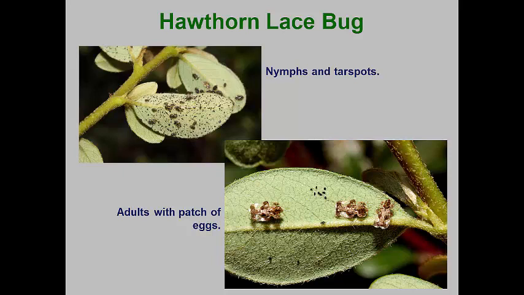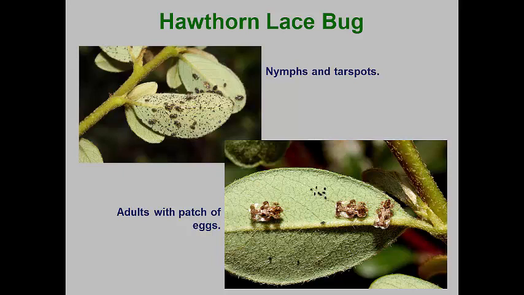The nymphs are usually oval in shape and have distinctive spines that arise from the sides of each abdominal segment. The nymphs tend to stay together in masses on host leaf undersurfaces. This results in patches of yellow speckles on the upper leaf surface.